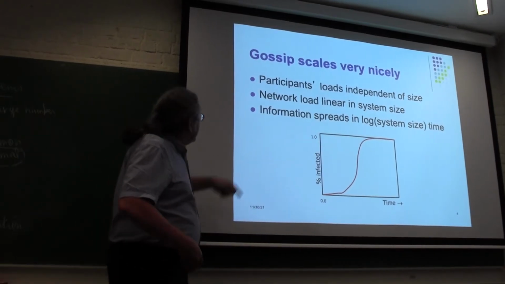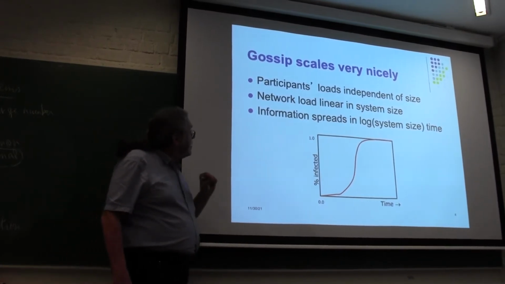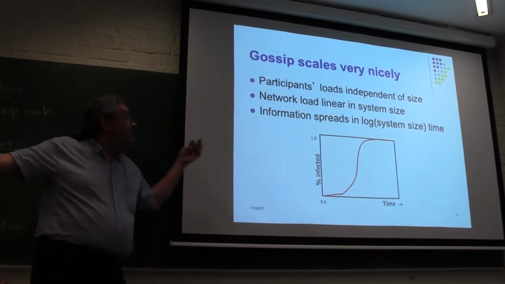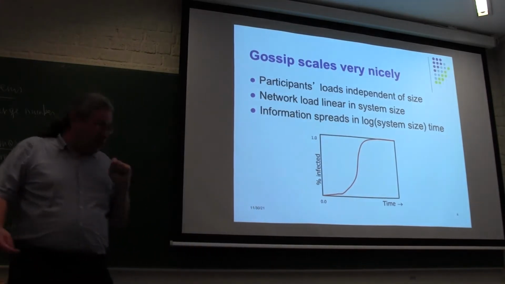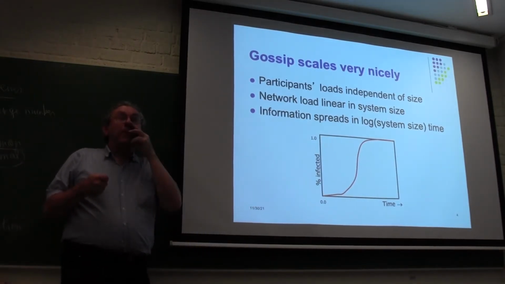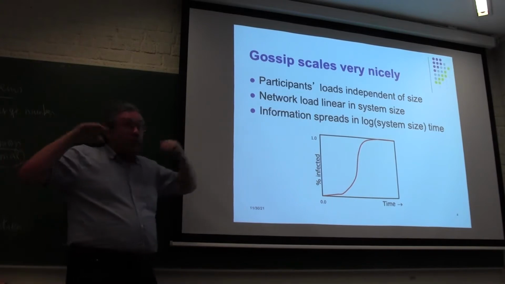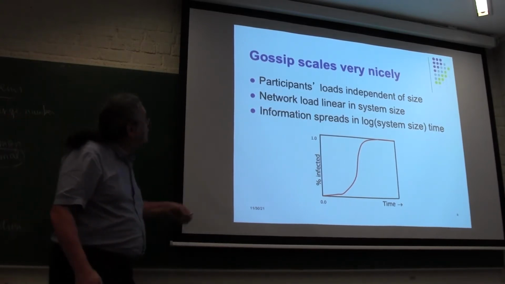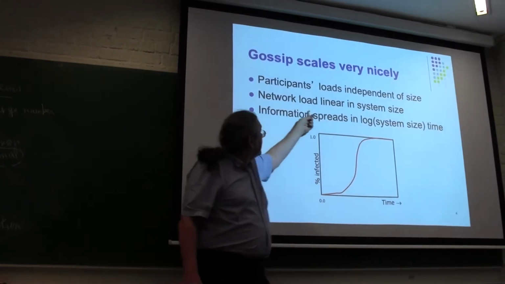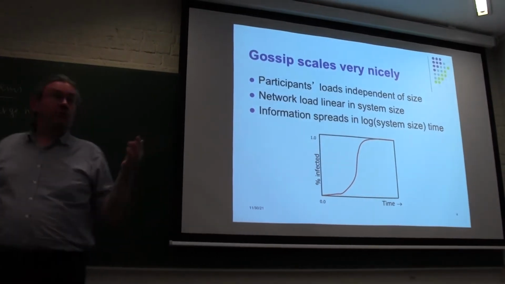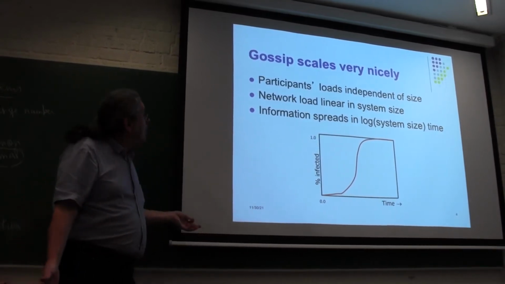And notice that each node, each participant only does a small amount of work in this. So even if the network is huge, the participant load is constant. Each participant has a constant number of neighbors. Even if you have 1,000, 10,000, a million nodes, the participants are doing the same amount of work. And the total network load, so the total number of messages in the network, is linear in the system size. That's very reasonable. If I have 1,000 nodes, then I have 1,000 messages. If I have 1,000,000 nodes, I have 1,000,000 messages, okay?